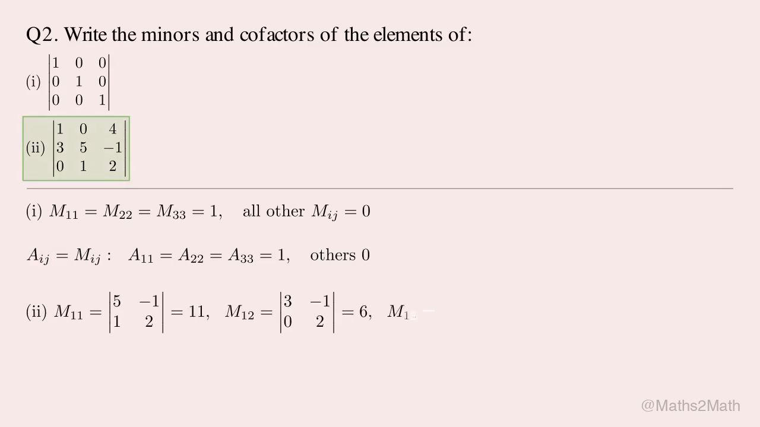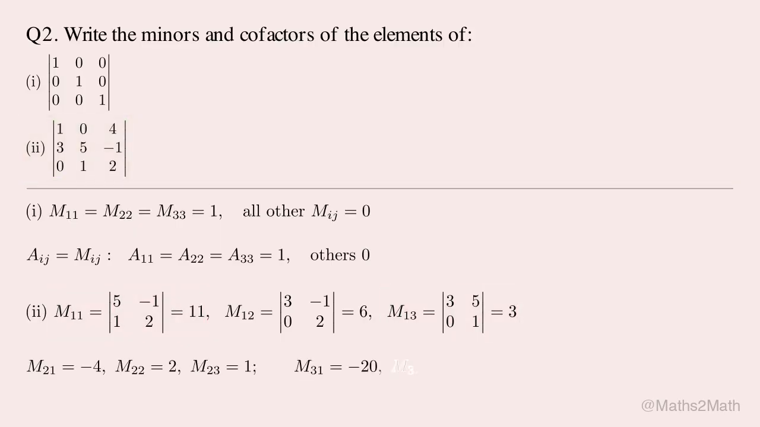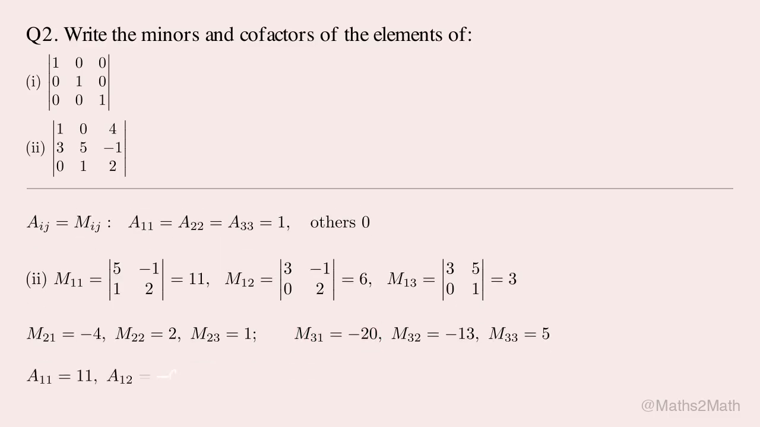Part 2, row 1 minors, each 2 by 2 written out. Rows 2 and 3, the minors continue: -4, 2, 1, then -20, -13, 5. Apply the checkerboard of signs for the cofactors.